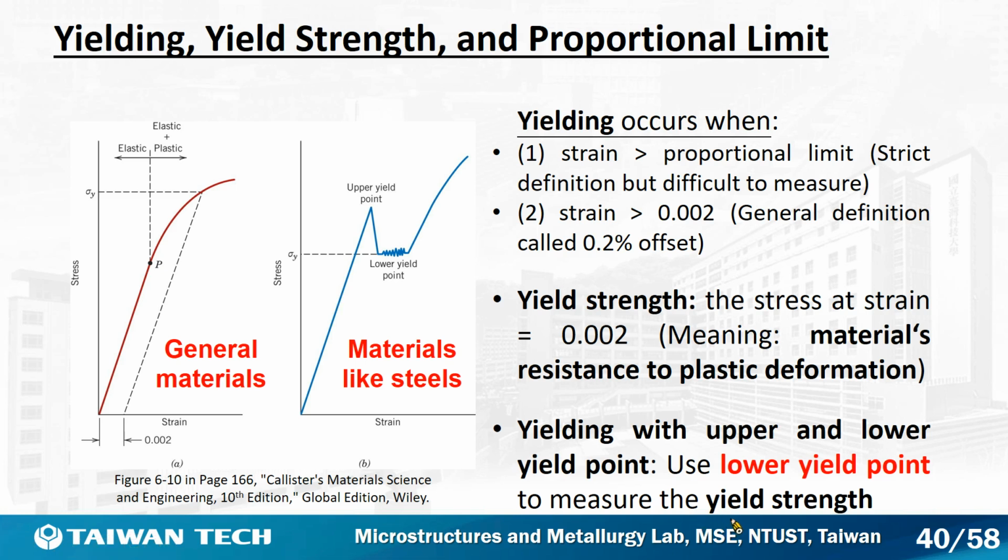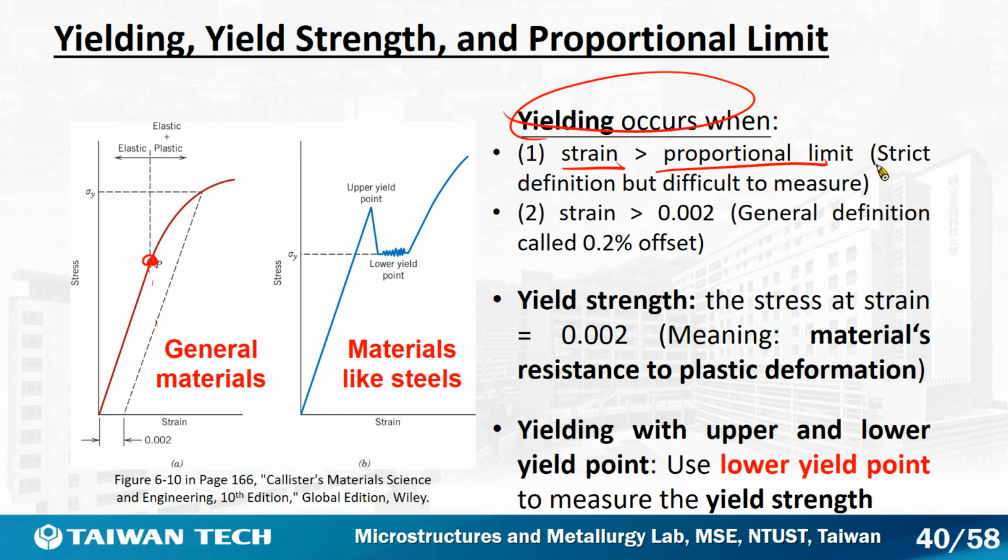And let's use this figure to talk about yielding, yield strength, and proportional limit. For general materials, yielding will occur under this condition: when the stress is greater than the proportional limit, this point. So when the stress goes here and exceeds the stress value here, we will call it yielding. So this is the yield point.